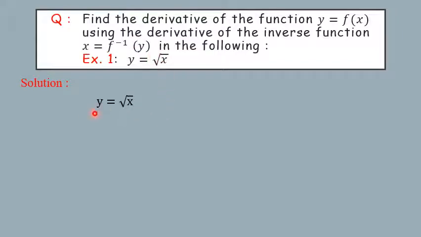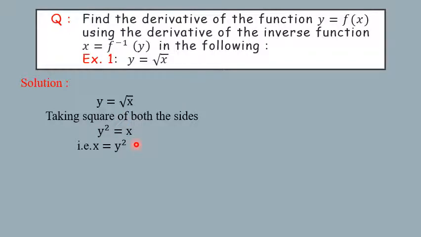So first we are going to define the inverse function of this function. So we are going to express x in terms of y. Okay, so on squaring we get y square is equal to x, that is x is equal to y square. So this is our given function and this is its inverse function.